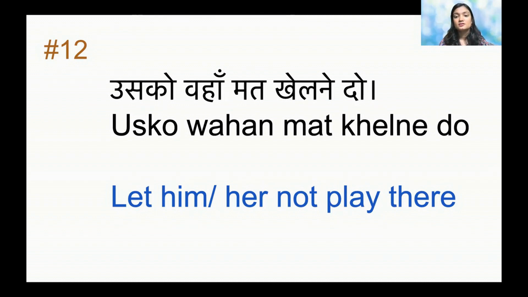Since it's a negative sentence, you should include the word mat for don't or not before the verb. Just like how you place nahi before the verb, mat before the verb. And these sentences are just like instructions where you grant permission or where you ask for permission. So you should always include the word mat and not nahi. Khelne comes from khelna, which means to play. Usko wahan mat khelne do means let him or her not play there, or don't let him play there. Don't let her play there.